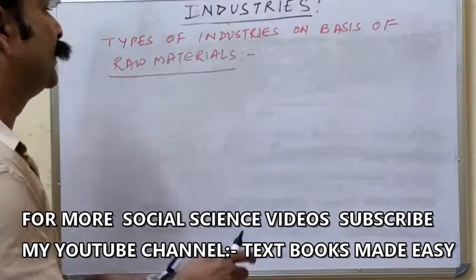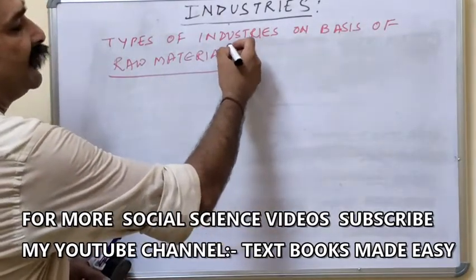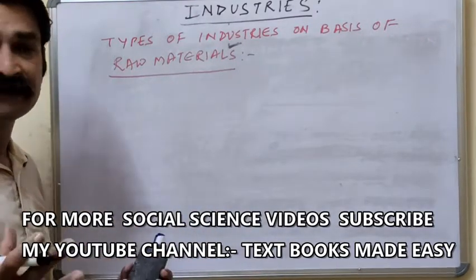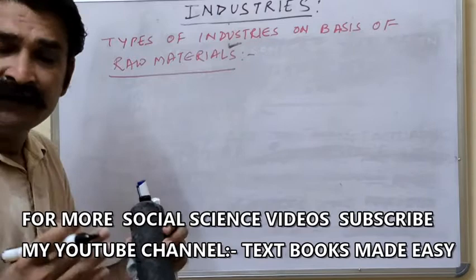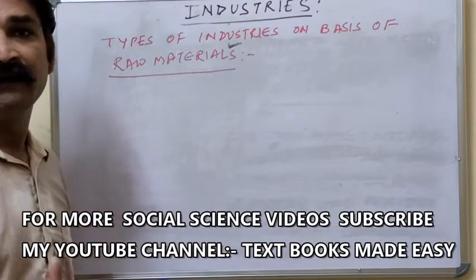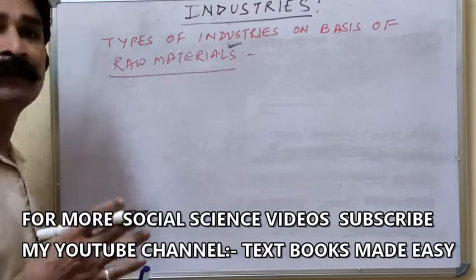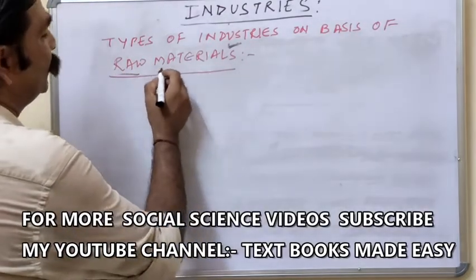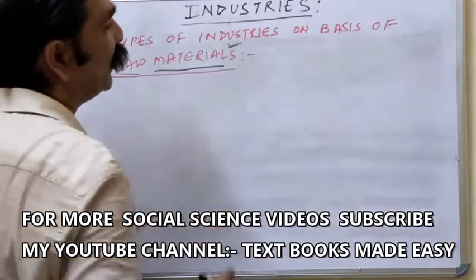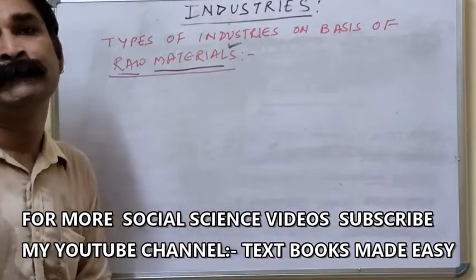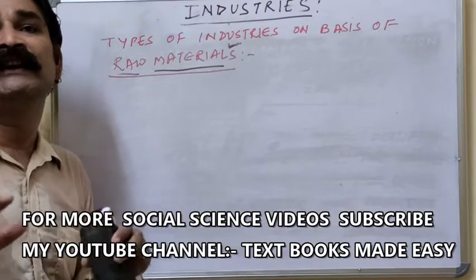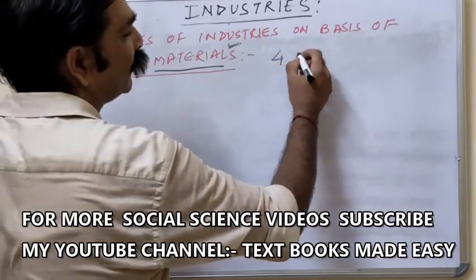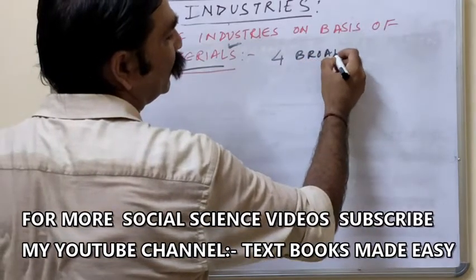So, what are raw materials? Raw materials are the things which are used in an industry to produce finished things or for the production of finished goods. On the basis of raw materials used in an industry, they can be classified into 4 broad types.